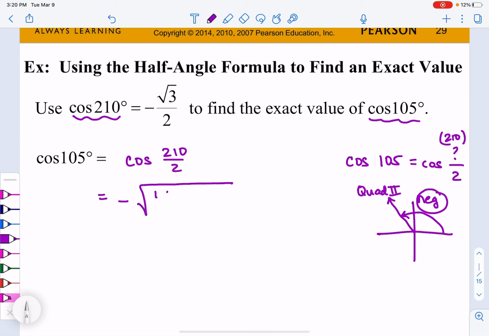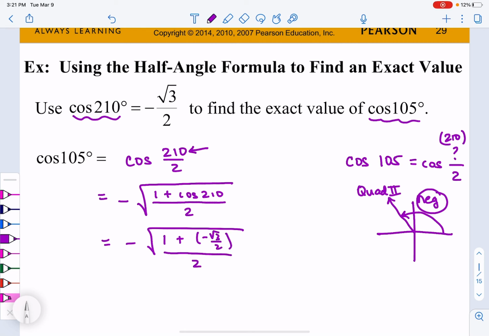And we're going to have 1 plus the cosine of our alpha, which is 210, divided by 2. When we simplify this down, we're going to have a negative, and 1 plus cosine of 210 is going to give us that negative root 3 over 2. So it's going to be a negative root 3 over 2, and then that's divided by a 2. Do a little bit of not so fun fraction work. Let's see what we got.